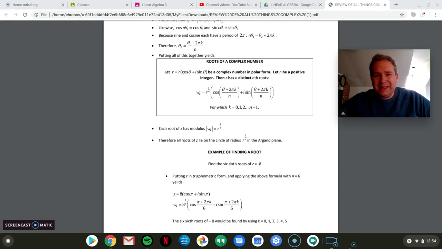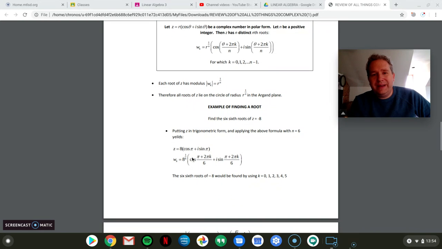And just to show you how to use this, I typed out an example. We're finding, just for the example, the sixth roots of -8. So technically it's not a complex number, but it could be -8 plus 0i, and it's considered a complex number. So we're keeping it simple at the moment with finding the sixth roots of -8. There will be 6 of them, okay?